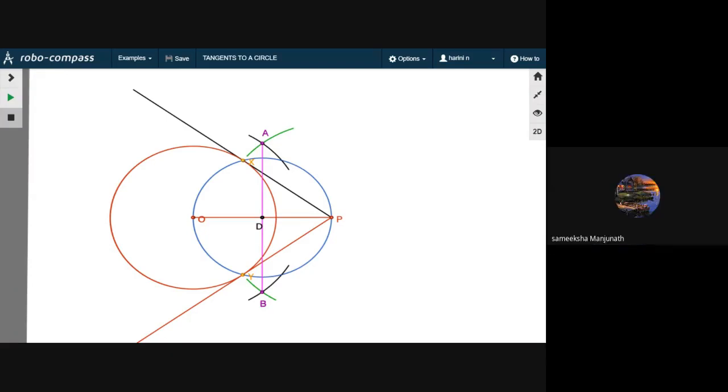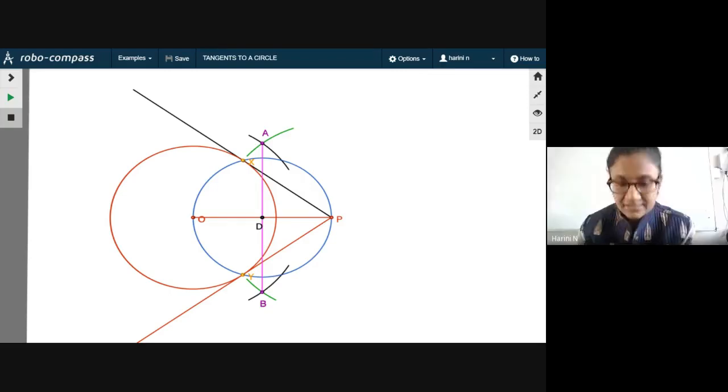Next. Draw the perpendicular bisector of OP. Construct a perpendicular bisector for OP. Yes. Construct the perpendicular bisector of the segment OP.